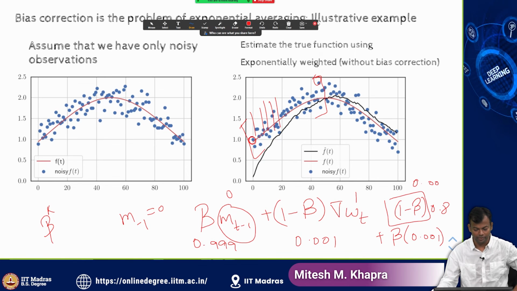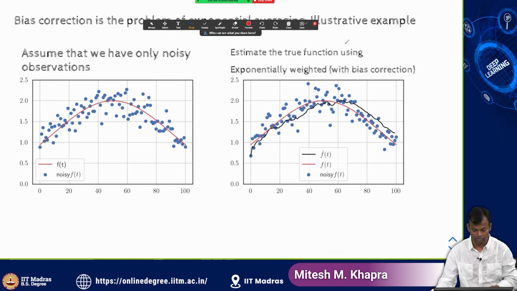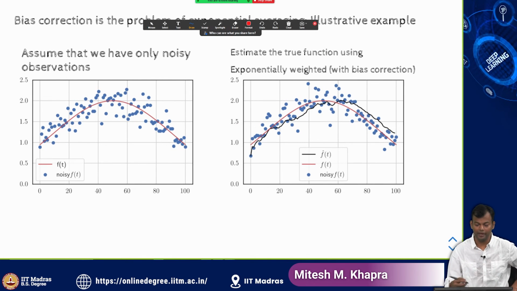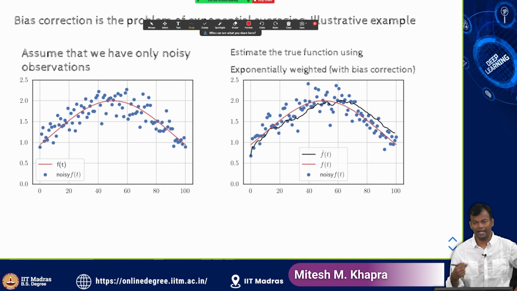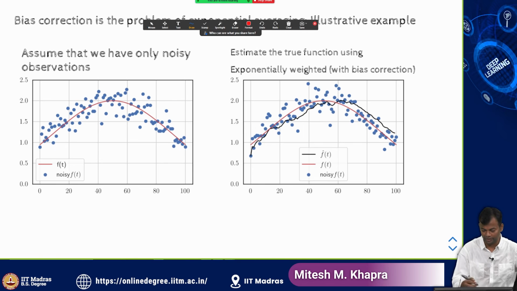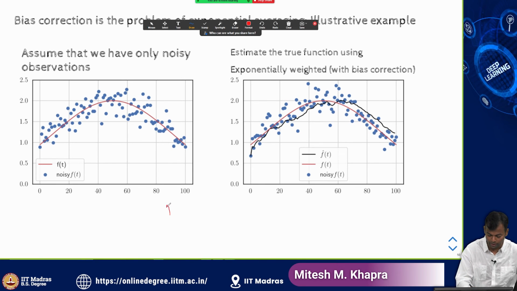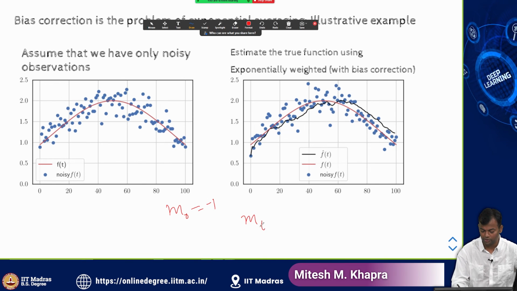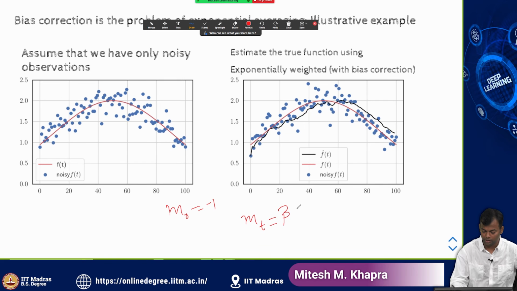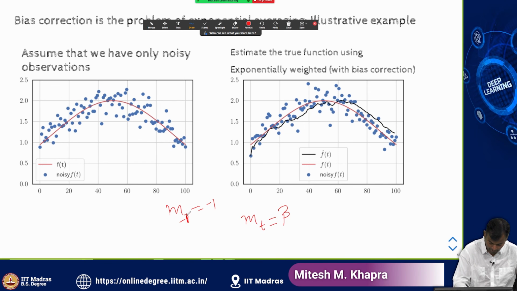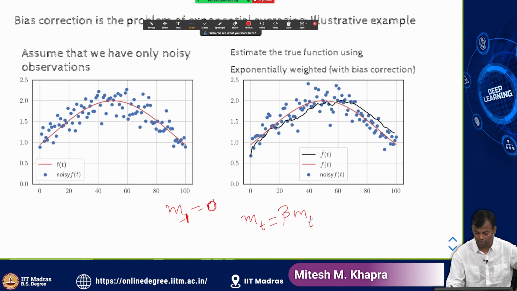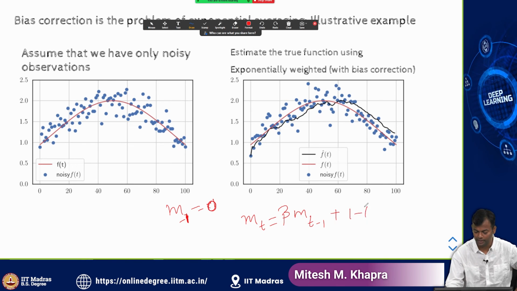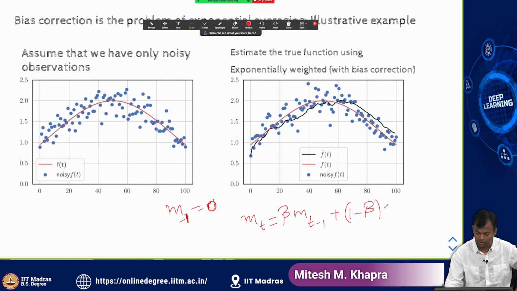Now if I had used bias correction, this is what will happen. If I use bias correction, then it gets divided by that 1 minus beta factor and then I don't have a problem. In particular, I'll show you. My m minus 1 is 0 because I initialize my history as 0, and my mt is going to be beta into m(t minus 1) plus 1 minus beta into the current value.